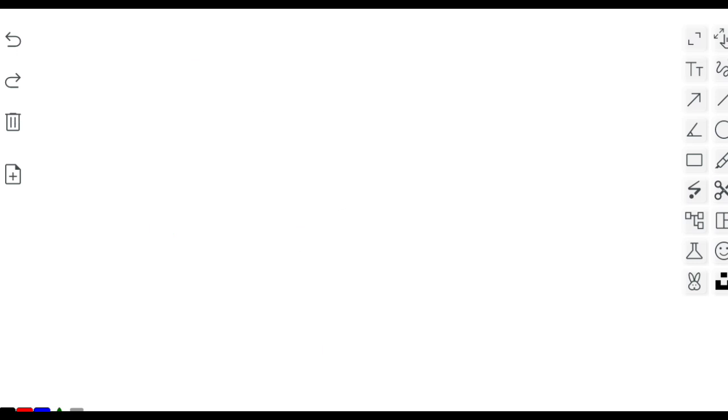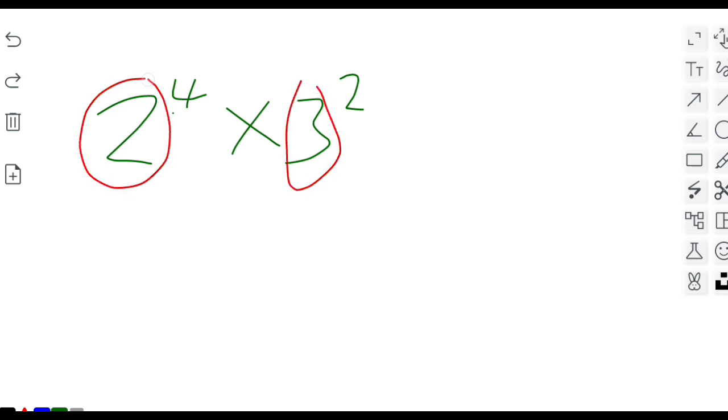Now, take a look at this number: 2 raised to the power of 4 times 3 raised to the power of 2. We cannot simplify this expression because they do not have the same base. Their bases are not the same. So this expression cannot be simplified.